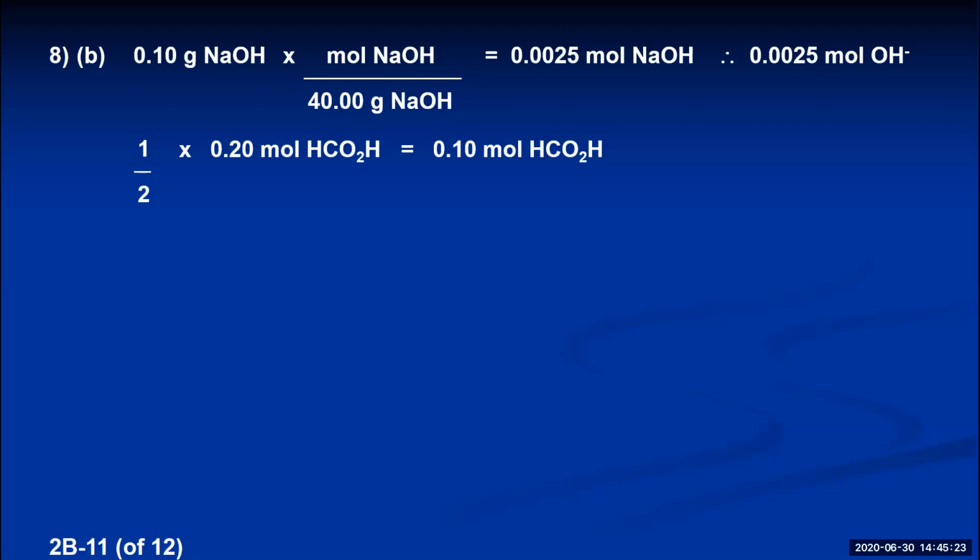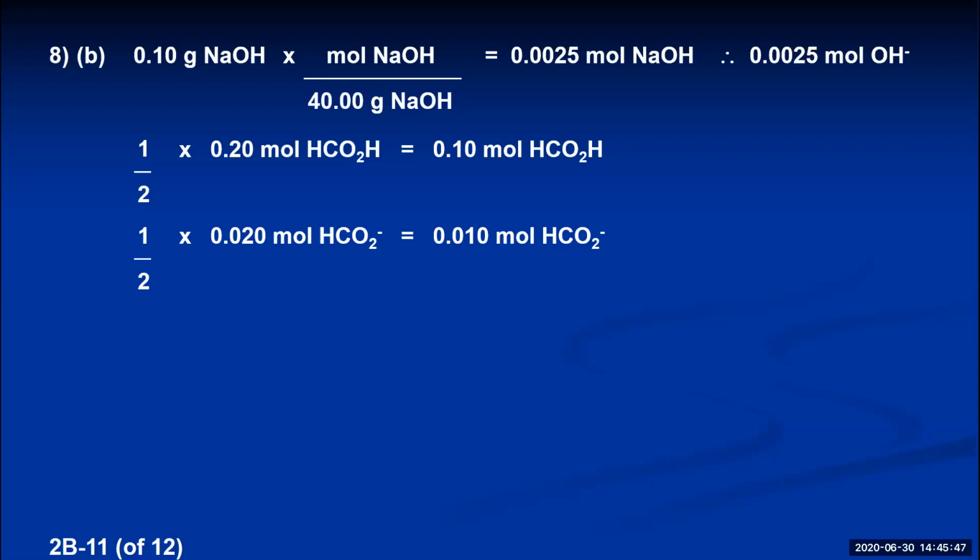And then the same thing is going to be true for the formate ions. It's not going to be 0.020 moles of formate ions here in part B because we only are using 50 milliliters out of the original 100 milliliter sample. So you have to take 1/2 of the 0.020 moles of the formate ions. Therefore, it's 0.010 moles of formate ions. So now we have the moles of all three components.